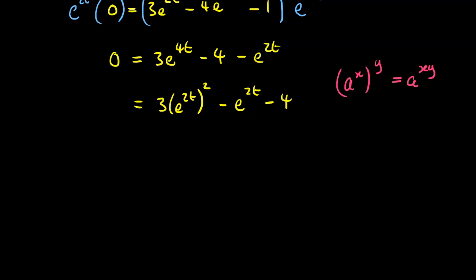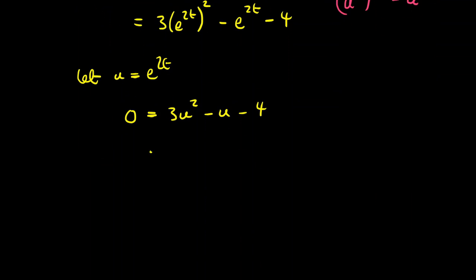Now, if I was to use a substitution, let u equal e to the 2t, then the equation above becomes 3u squared minus u minus 4. And that is a quadratic. And it's a quadratic that should hopefully factorize quite nicely. So let's just give it a go, see if we can get that out.